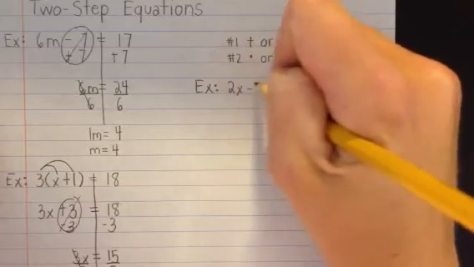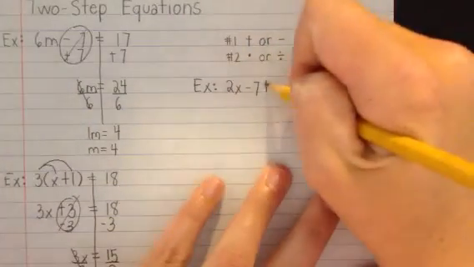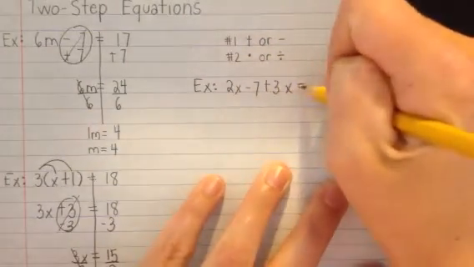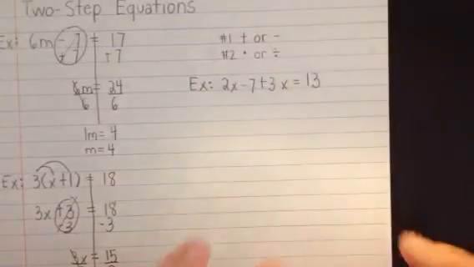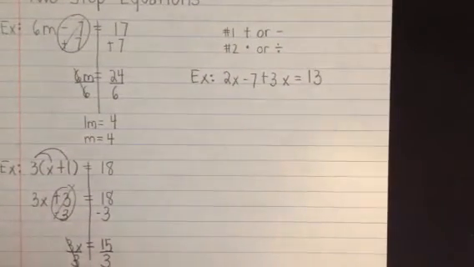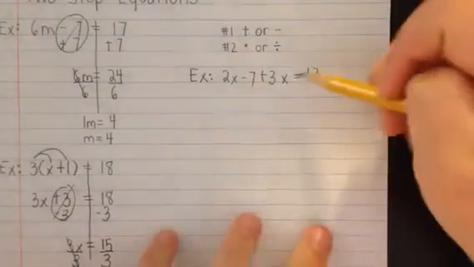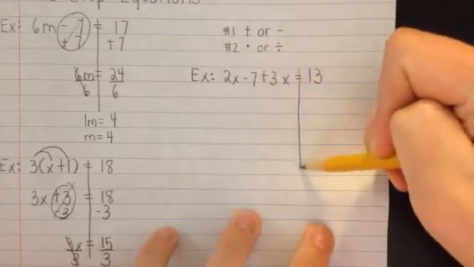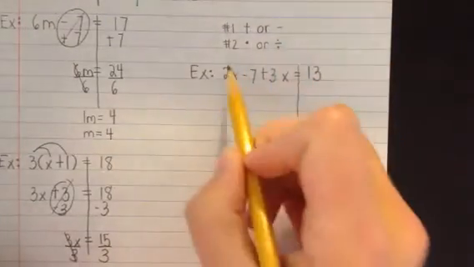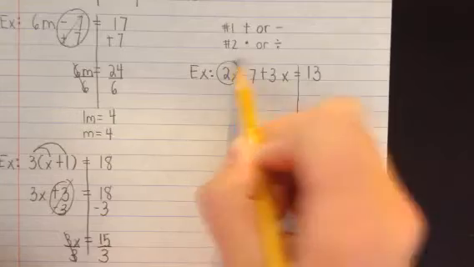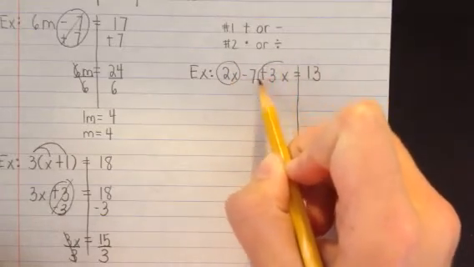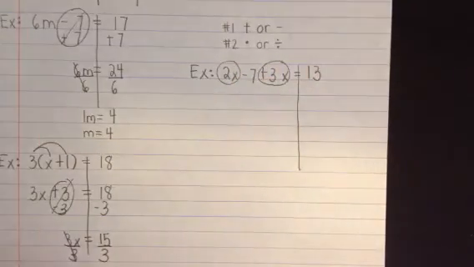2x minus 7 plus 3x equals 13. So on this example here, on the left, I don't have any distribution I need to do. I don't have parentheses, but notice I have like terms. I've got 2x and plus 3x. So let's go ahead and combine those before we work on the problem.